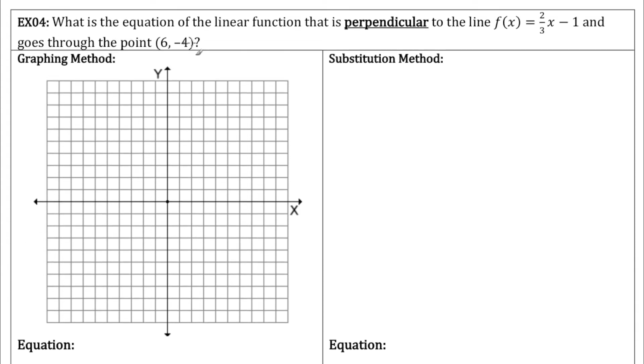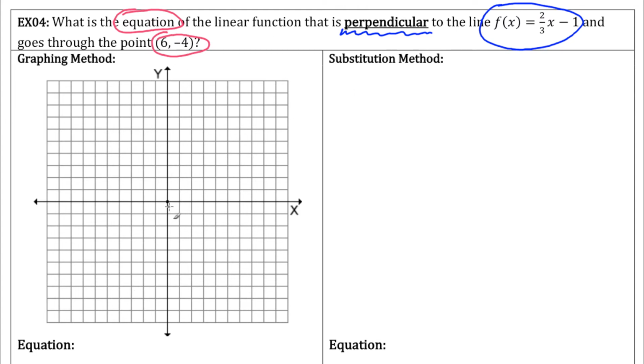So what is the equation of a linear function that is perpendicular to f of x equals 2 over 3x minus 1 and goes through 6, negative 4? So the new one goes through 6, negative 4.